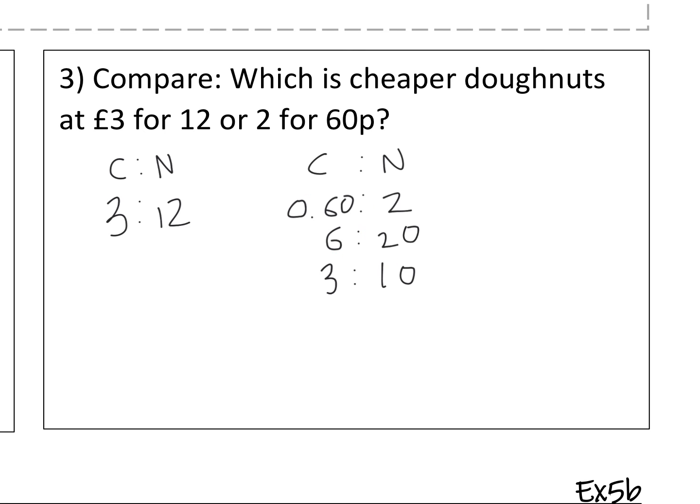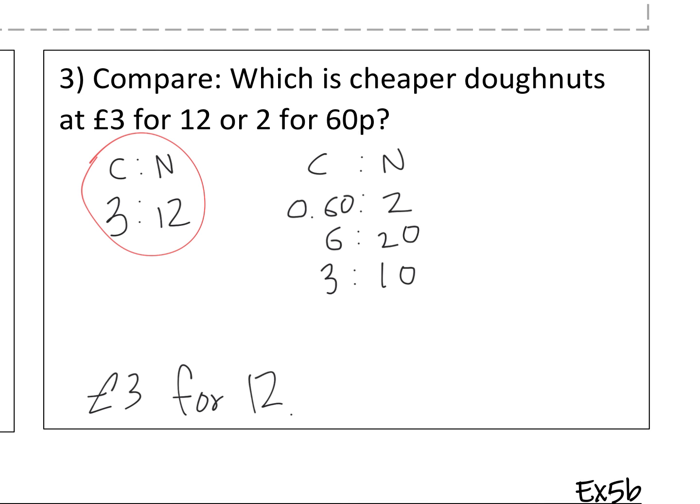So in the second scenario, £3 gets me 10 donuts, but in the first scenario, £3 gets me 12 donuts. So which one's the cheaper one? It's the option number 1. Okay? So your answer then is £3 for 12.